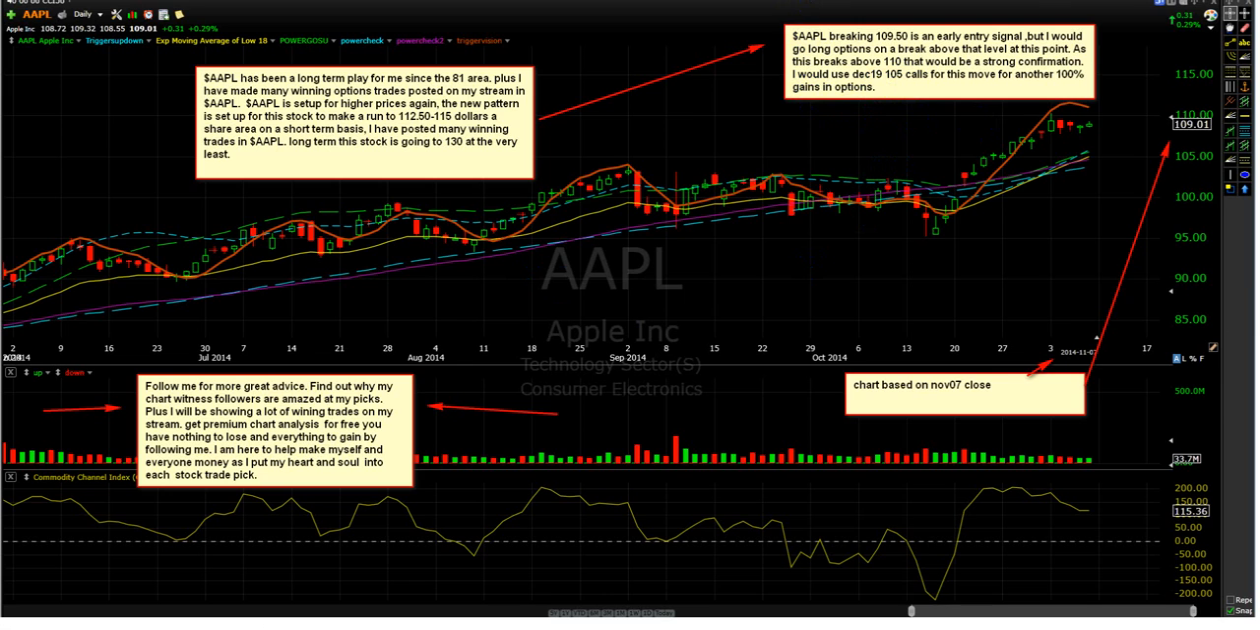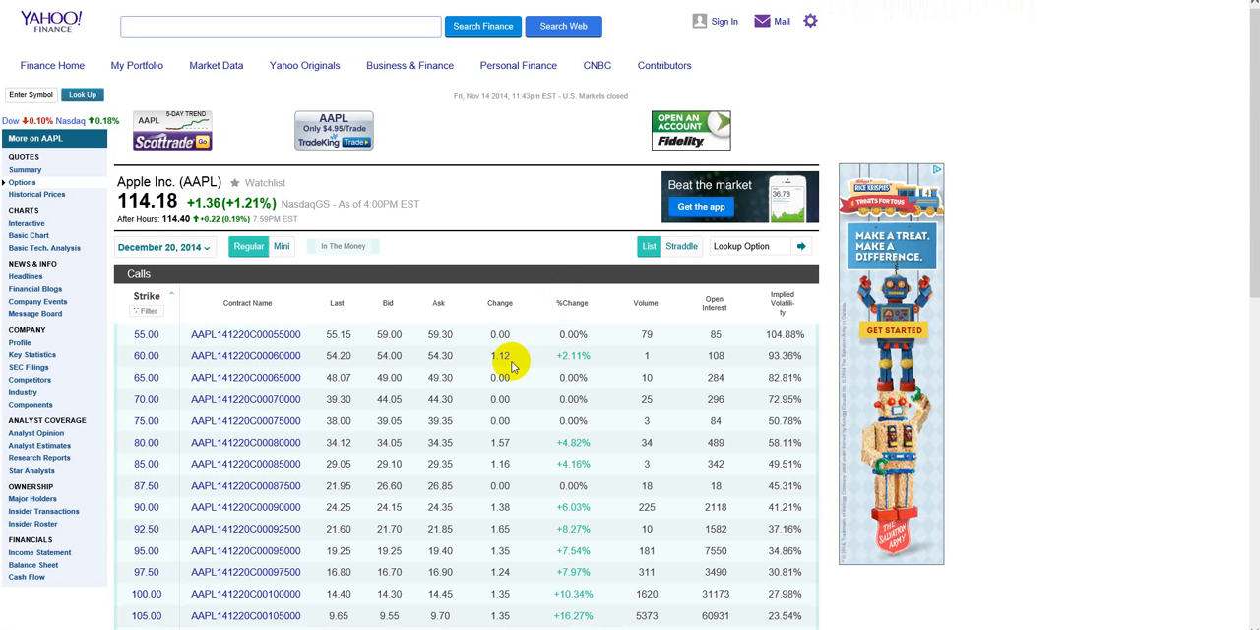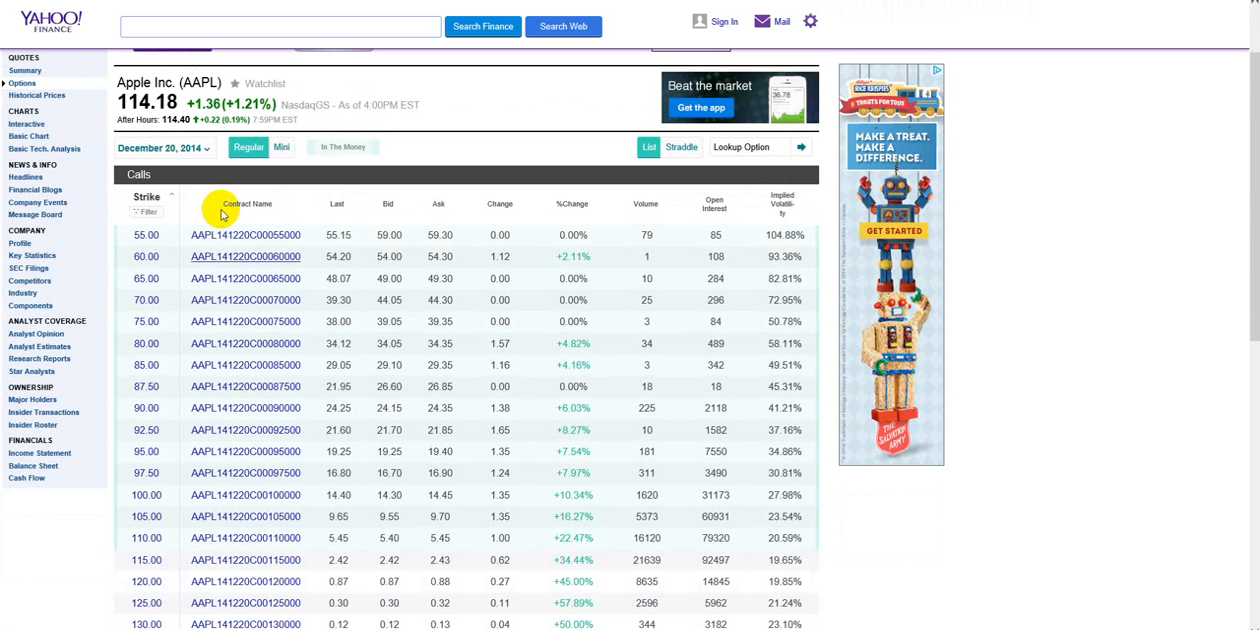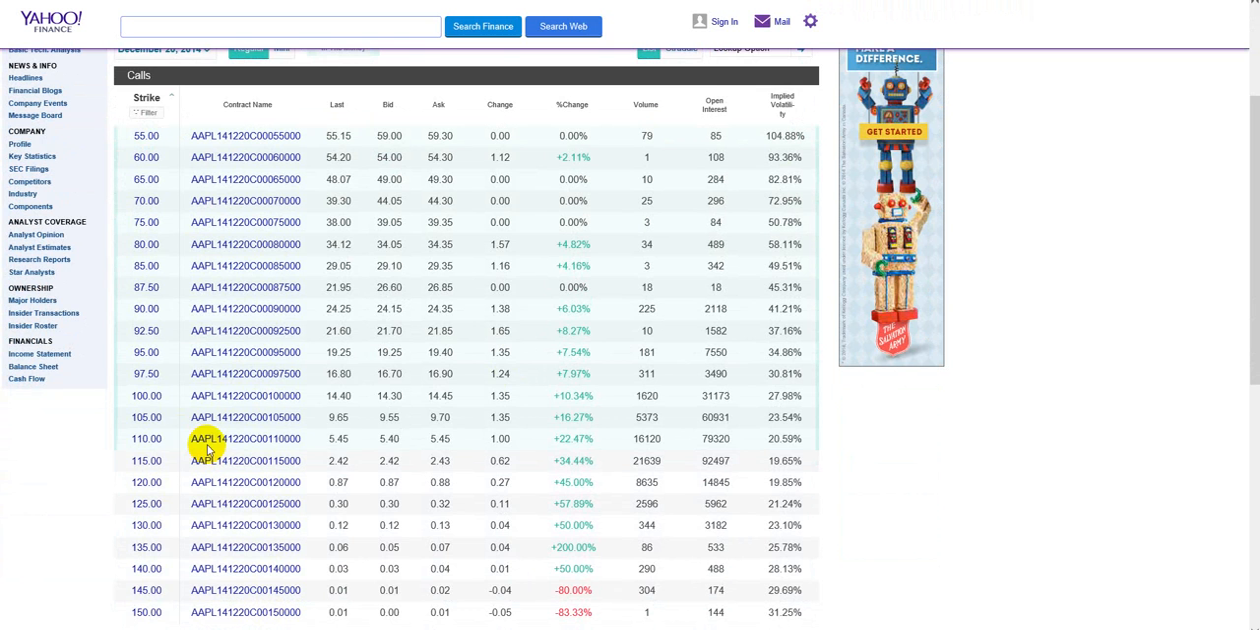Let's go to Yahoo over here. And here's December 20, and here's the 105 calls, right? Today, those are up 16%. What this means here, you've got the bid and the ask, okay? And you see this price, 9.55 and 9.70. Usually the spreads are tighter. There are sometimes you could buy options with 5 to 10 cent spreads in Apple.